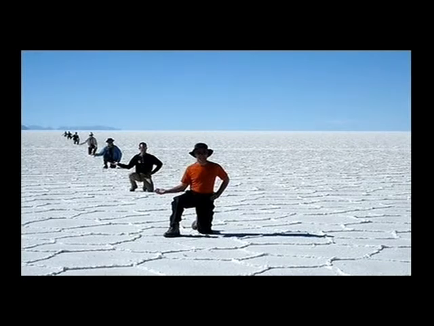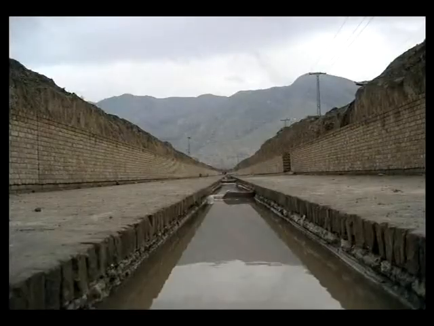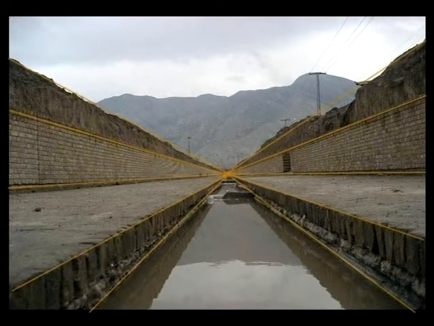Now, this perspective can be of different kinds. There can be 1-point perspective, 2-point perspective, and aerial perspective. So, what is 1-point perspective? If you look at a picture of 1-point perspective, you will find that all the lines converge to a point in the frame or maybe outside the frame, but they are converging lines.